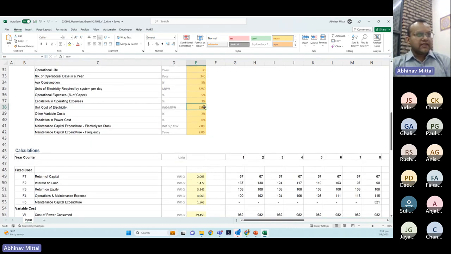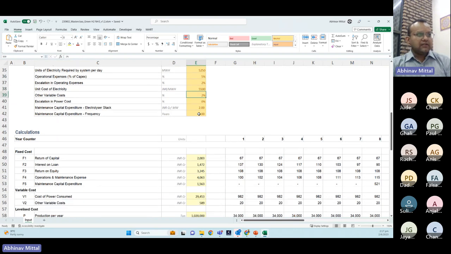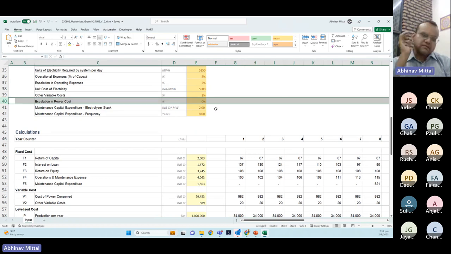Then you have the unit cost of electricity. We talked about that. Other variable costs, if any. So the power cost right now we have assumed as 0%, which is fine. This is a fair assumption because a lot of the offtake agreements that you can get from renewable energy developers are a fixed price take or pay. So I think that's a fair assumption.